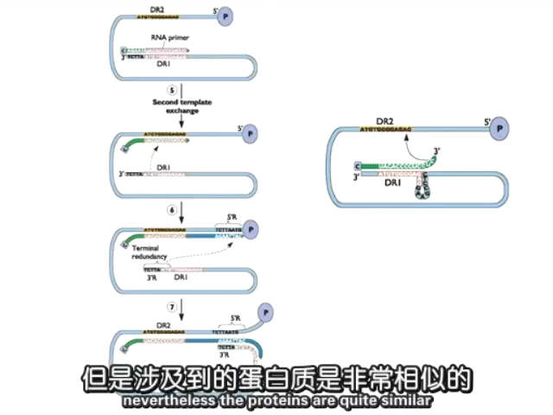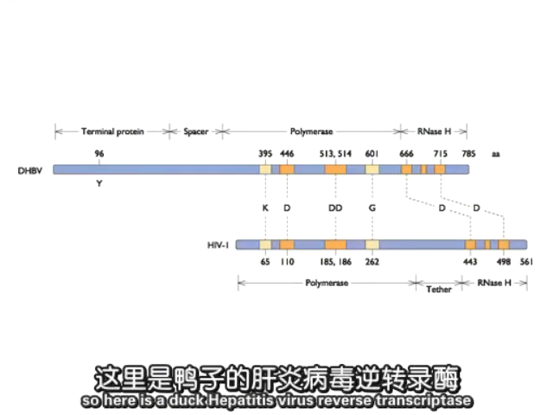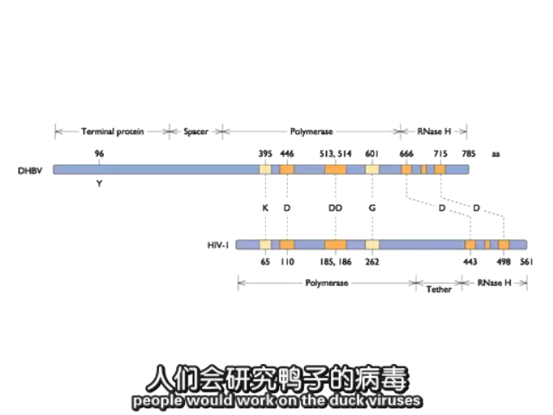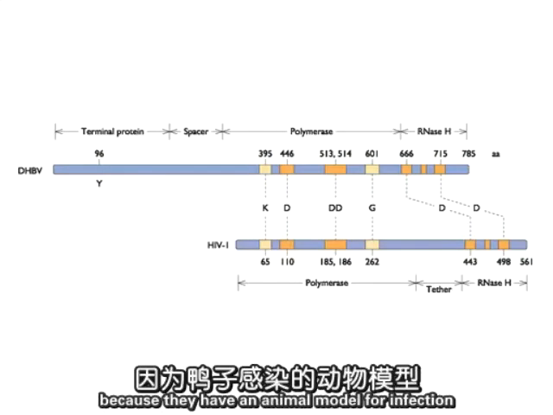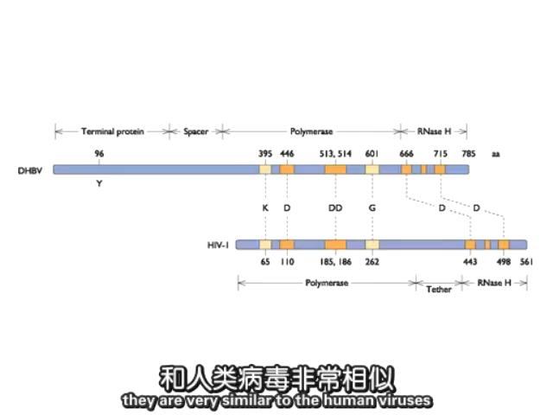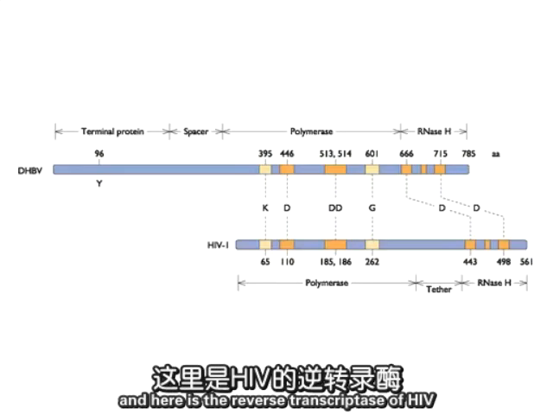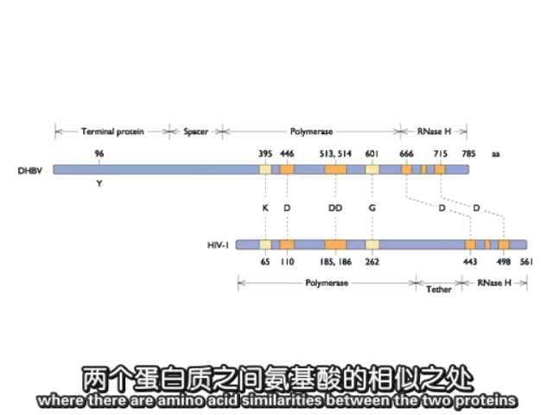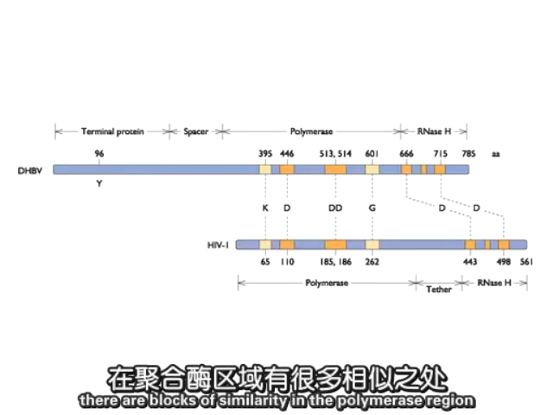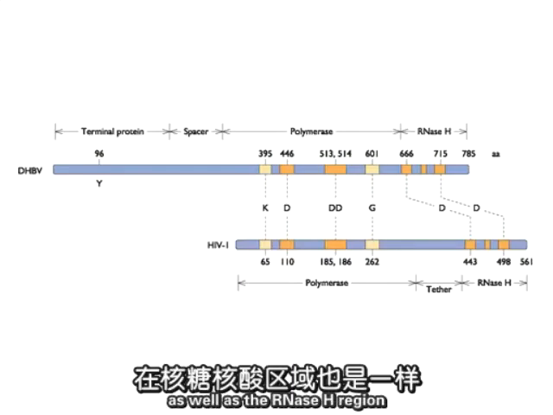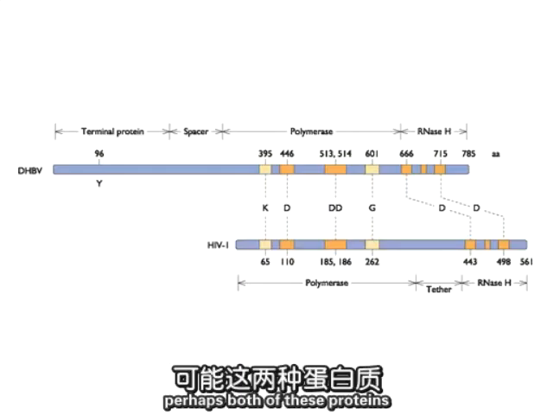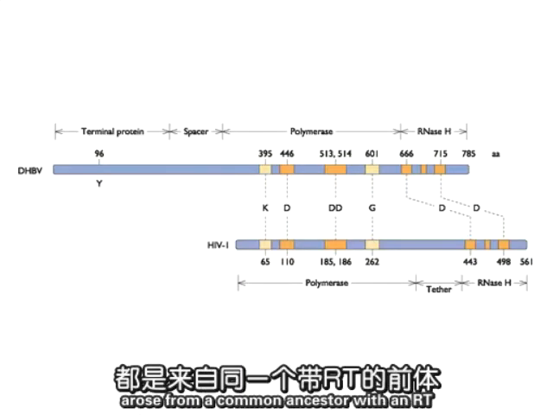Nevertheless, the proteins are quite similar. So here is a duck hepatitis virus reverse transcriptase. People work on the duck viruses because they have an animal model for infection. They're very similar to the human viruses. And here's the reverse transcriptase of HIV, and these areas of color show where there are amino acid similarities between the two proteins. So you can see there are blocks of similarity in the polymerase region as well as in the RNase H region. Perhaps both of these proteins arose from a common ancestor.